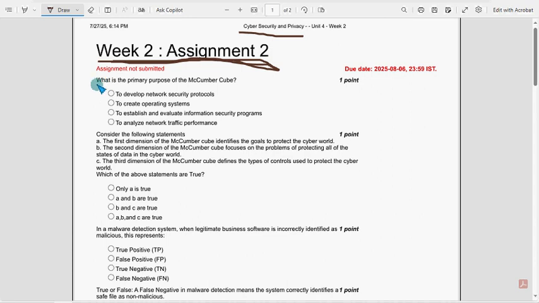Next, let's see the first question, guys. What is the primary purpose of the Macomber cube? So for the first question, third option, to establish and evaluate information security programs. So mark the third option as the probable solution for the first question.